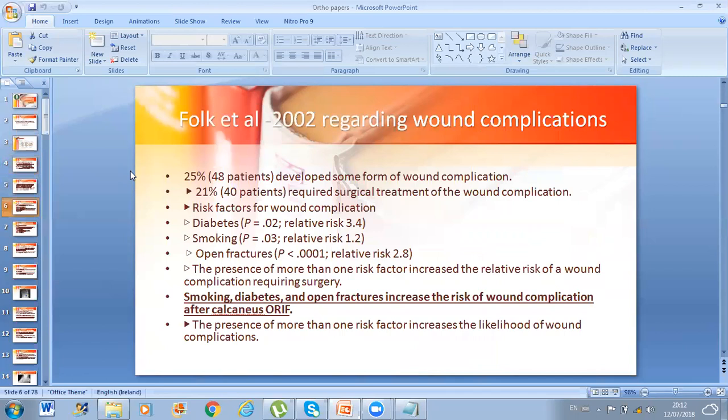Then Folk et al. 2002 again. This is regarding wound complications. He quoted that smoking, diabetes mellitus, and open fracture increase the risk of wound complications after calcaneal ORIF. You can see the p-values: diabetes, smoking, and open fractures have an increased risk of getting wound complications after the surgery.